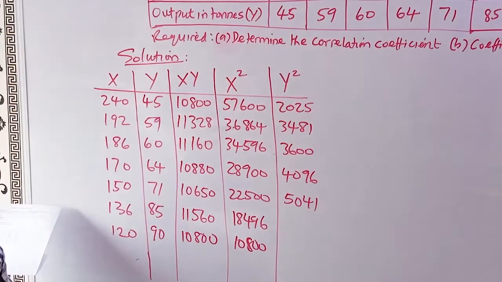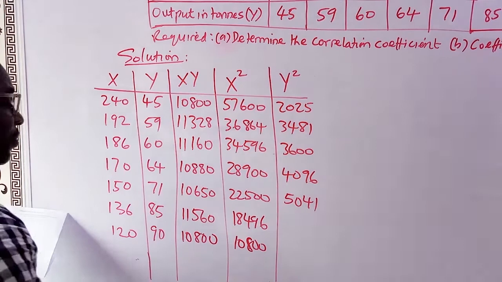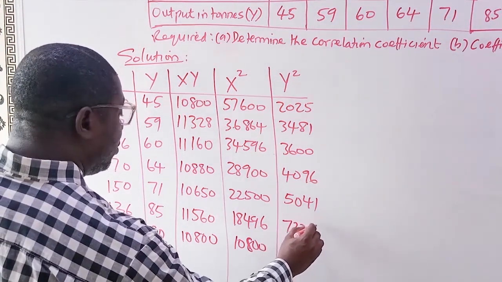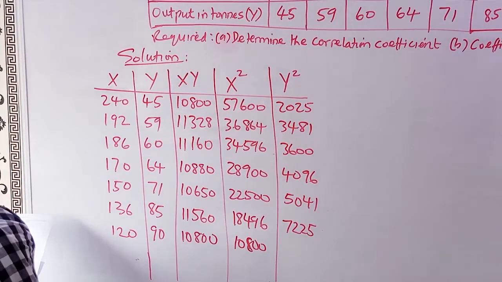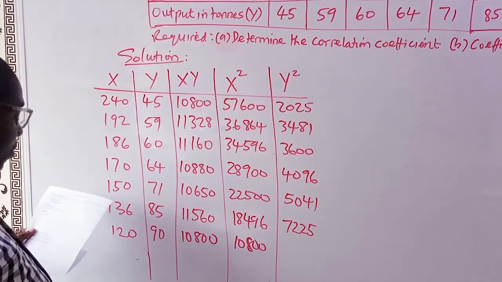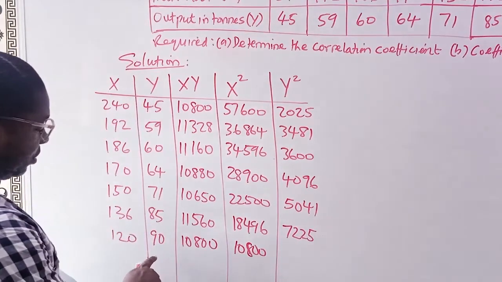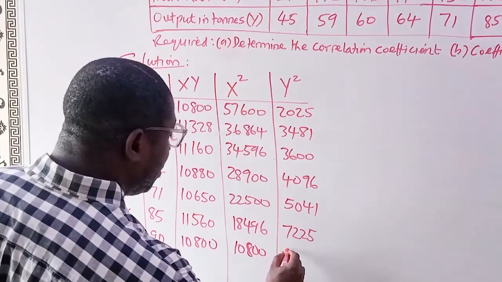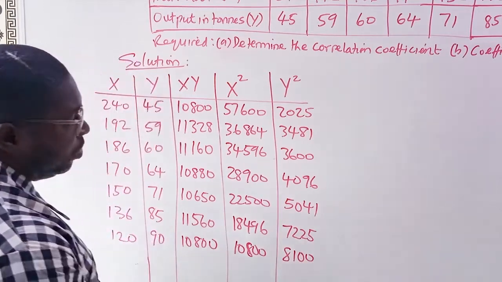The square of 71 will give us 5,041. The square of 85, I trust you are following, will give us 7,225. And the square of 90, I beg your pardon, will give us 8,100. So this is what we have.